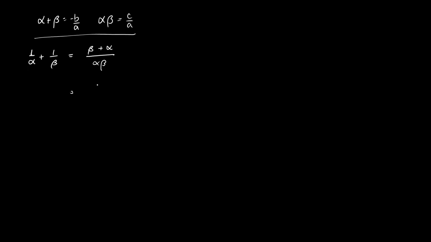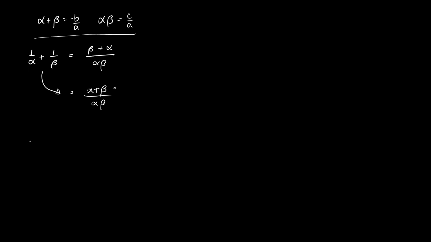And hopefully you can see now that we've got our alpha plus beta expression over our alpha beta expression. So we've actually forced this sum of reciprocals to appear in the format that gives us our freebies to use, which is really nice. So we then just substitute in whatever our value for alpha plus beta is and whatever our value for alpha beta is.